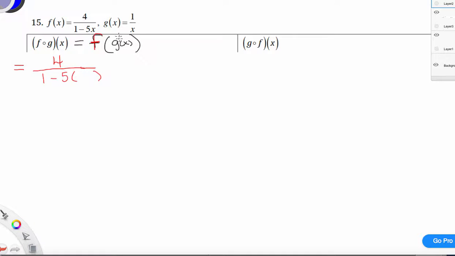And g of x above is 1 over x. And so in for my x, I'm now going to put 1 over x. So f of x is in red and g of x is in blue, and just got substituted in for the x that was there. And then we're going to clean it up.